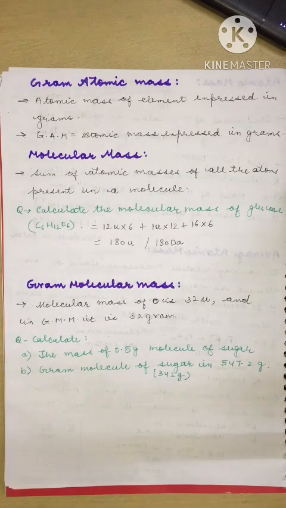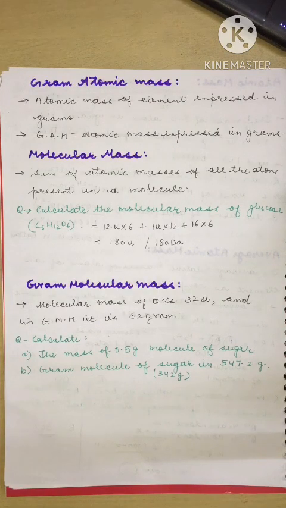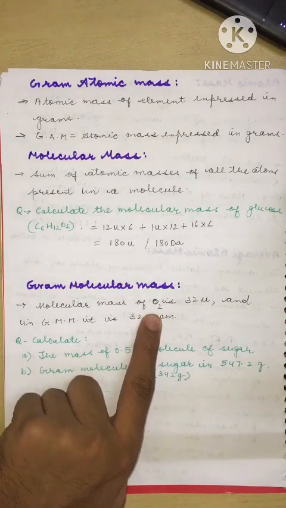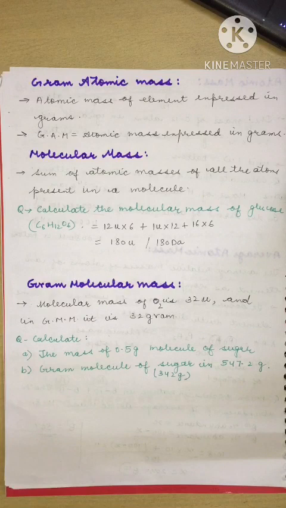Next is gram molecular mass. Gram molecular mass is also again very simple. Instead of this unit, when you write gram, it becomes gram molecular mass. Suppose the molecular mass of oxygen is 32. Oxygen means O2, so why is it 32 units? Because the oxygen molecule contains two oxygen atoms, so the addition of both of their masses, that is 16 plus 16, gives 32, and the gram molecular mass will be 32 gram. Just instead of 32 u, you will write 32 gram.